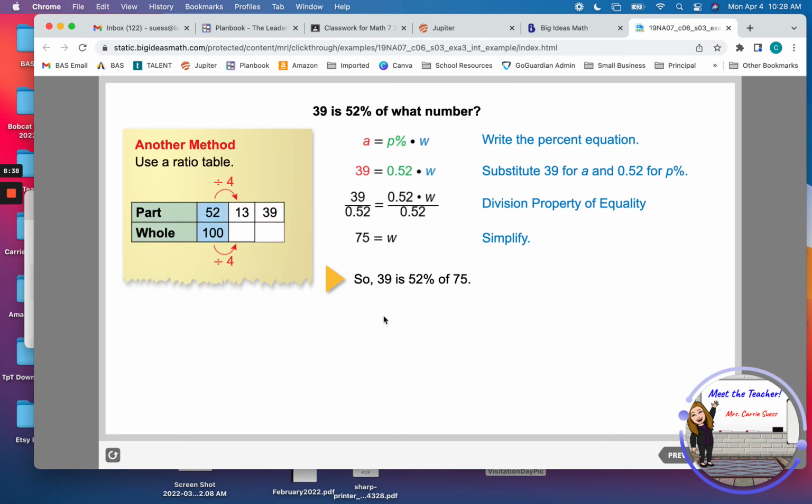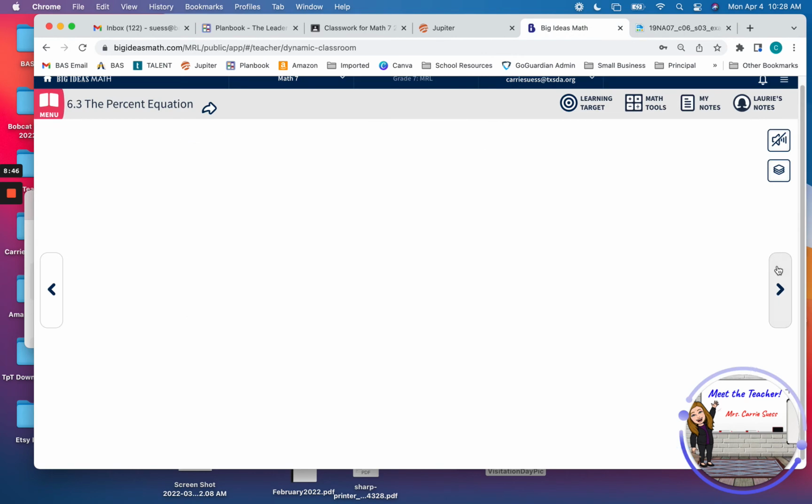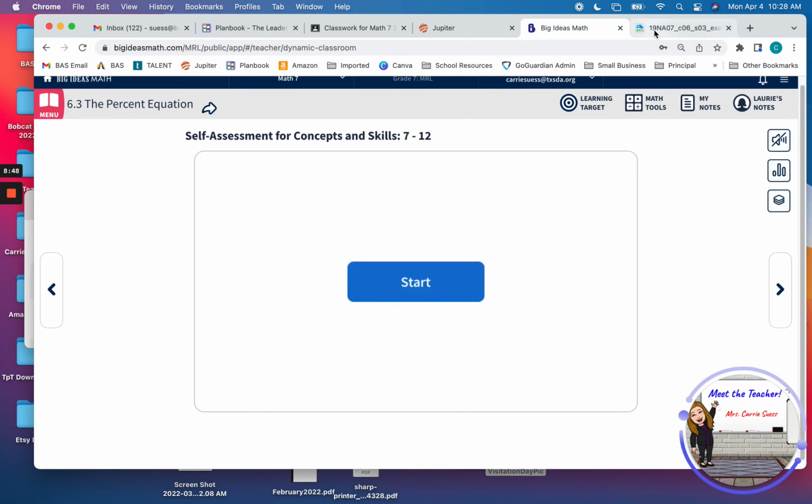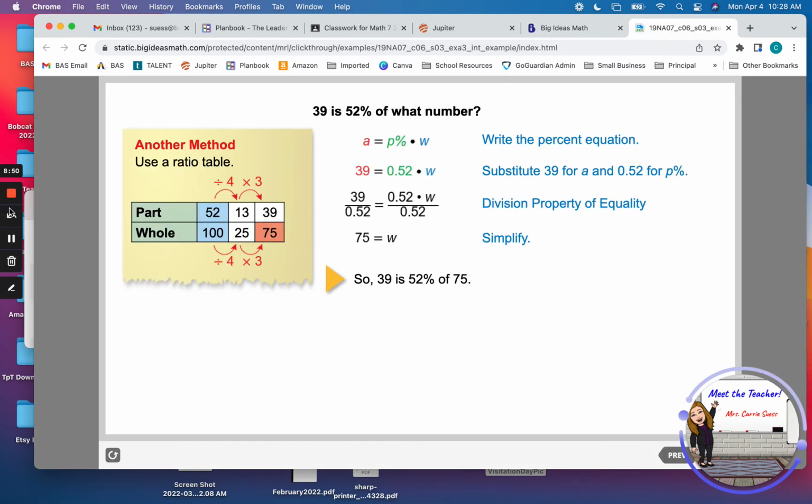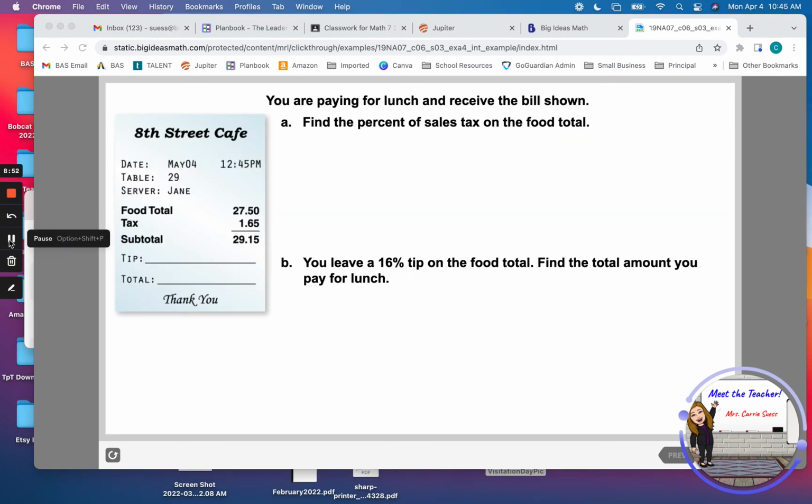You can do the ratio table if you all want, but trust me, the algebra is easier. All right. Continue on your try-its and self-assess all the way through number 12.